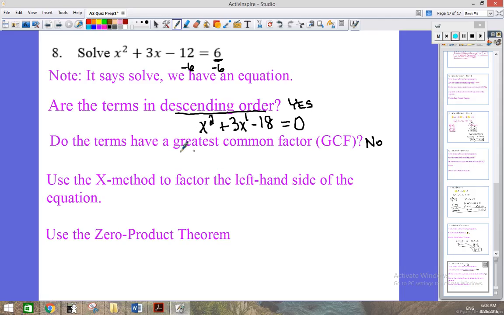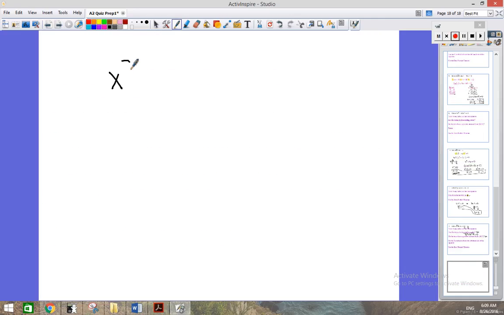Okay. Do the terms have a greatest common factor? Well, this is 1, 3, and negative 18. No, there's no number, and I don't see an x everywhere. I see them in the first 2 terms, but not in the last term. We can apply the x method on the left-hand side to get it in factored form, and then set each factor equal to 0 and find our 2 answers. Since this is degree 2, we're expecting 2 answers. So let's come over here and we have our x squared plus 3x, and I think it was minus 18, but I better check that.